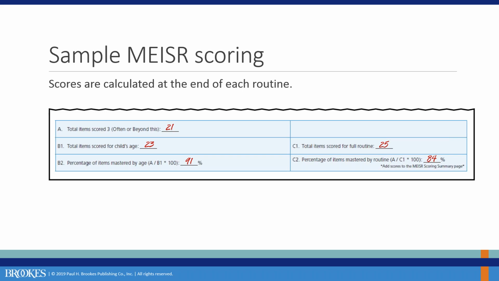The second score, the 84%, that one should increase each time the MEISR is administered, because we always use 25, the total number of items for the full routine, as the denominator. So when the child first started in the program, the score might have been 10% because the child is young and there are 25 items, etc. So actually this child must be close to 3. I can tell just by looking at these scores.